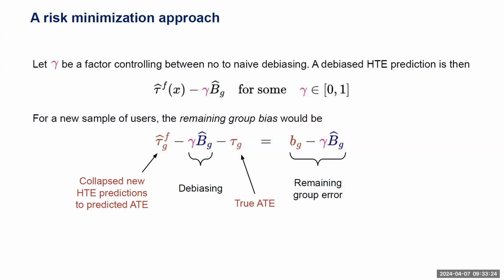If we use such an approach and we have a new sample, and we collapse, so we take the weighted average of these new predictions that are debiased, then we arrive at this. We have the collapsed new heterogeneous treatment predictions that correspond to the predicted ATE. We have the debiasing term, and then we check again against the true ATE. The difference between this and this is the true bias, and then we're left with the remaining group error. So this is the bias that would be left in a given sample in practice after we debias according to our estimate up to some factor gamma.